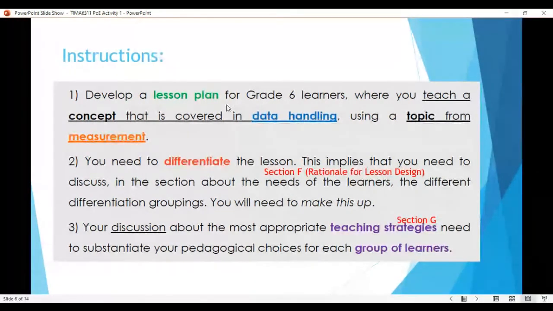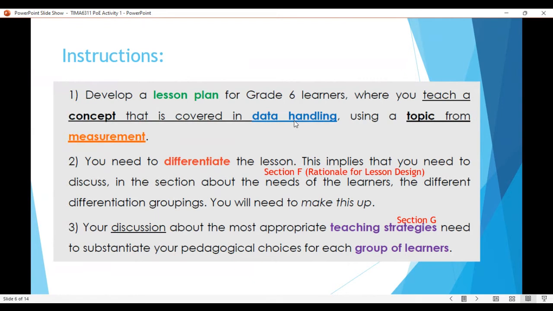So you can teach that in your teaching and learning phase by using a topic from measurement. So for instance, having a few lengths or a few masses, and they have to rearrange the masses in ascending order and then select the mode and the median, etc. All right, you understand that you have to teach data handling.